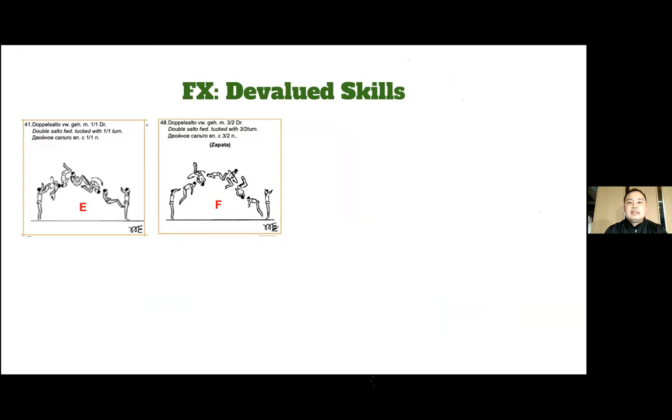Devalued skills: double salto forward tucked with the full turn, and Japata also F value. This is the devalued skills.